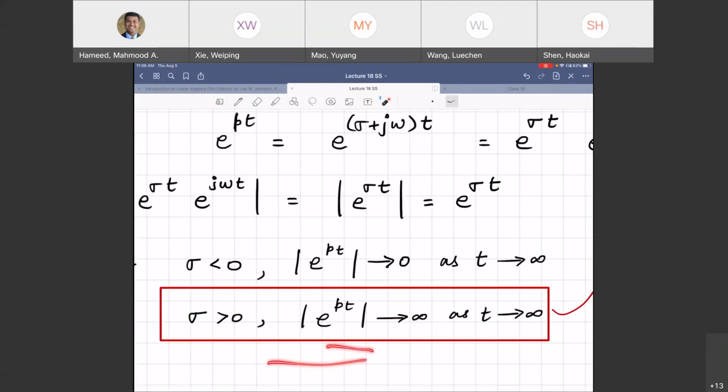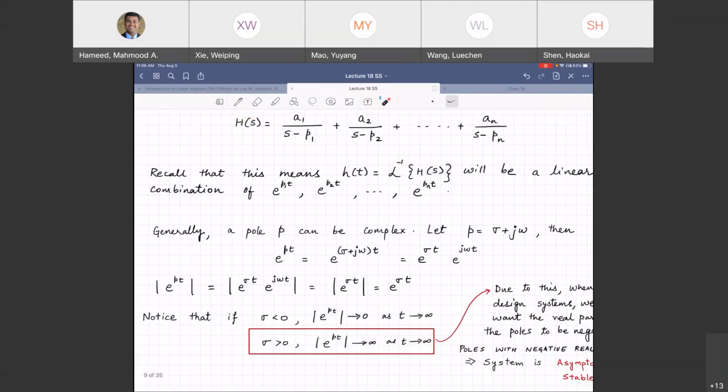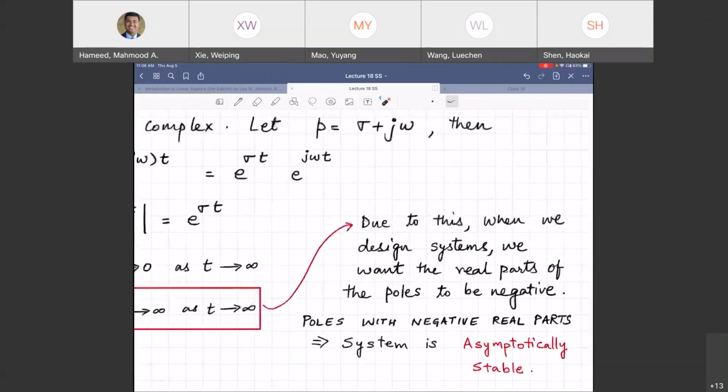But this guy is unstable when sigma is greater than 0. What is sigma? Sigma is the real part of the pole p. Earlier we had n poles, right? So you get sigma 1, sigma 2, sigma n. All those sigmas have to be negative in order for the entire H of s to be a stable transfer function, stable system. So due to this, when we design systems, we want the real parts of the poles to be negative.